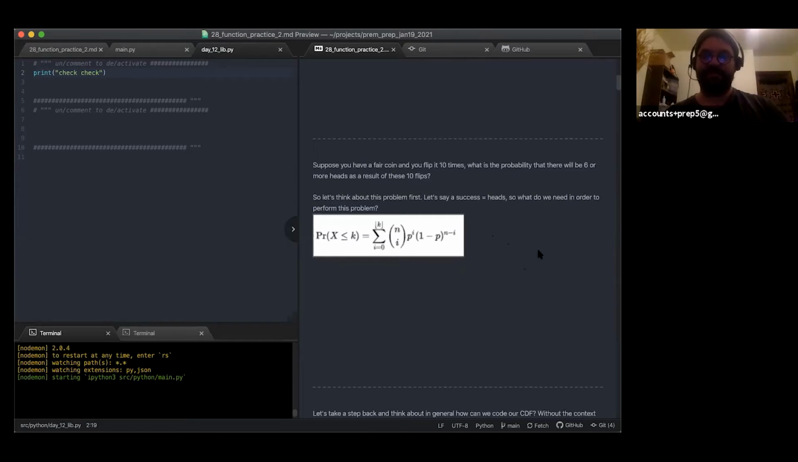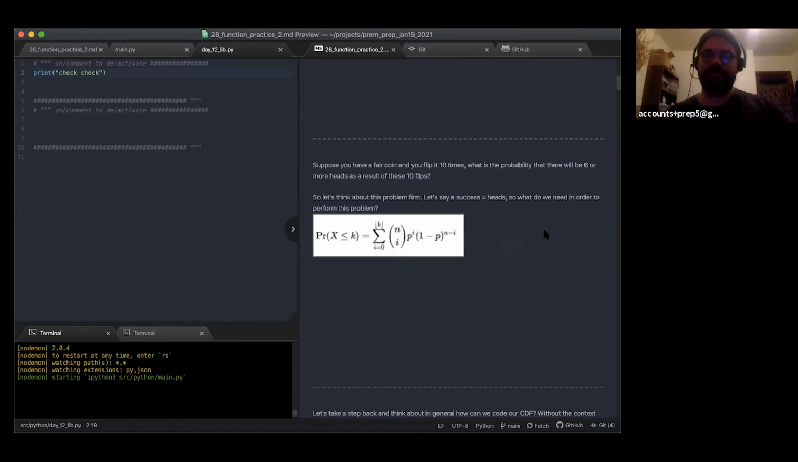Let's think about this problem first. Let's say success equals heads. You can pick an arbitrary success case. I think it's easy to connotate a meaning to success, but it's just an arbitrary case, not even just for a coin flip, but it's important to think about, quote, success in the context of binomial as its denotated meaning in binomial rather than its connotated meaning.